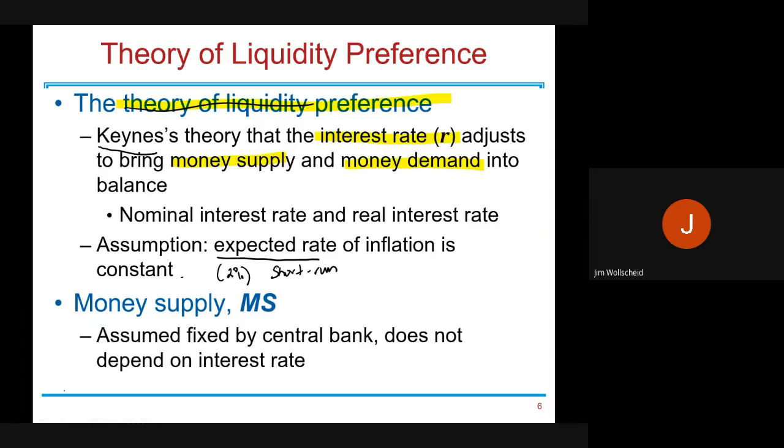Also remember from previously, the money supply is fixed. The central bank decides the money supply, and then once they decide, the interest rate responds to the money supply. The money supply does not respond to the interest rate. So money supply drives the interest rate; the interest rate does not affect the money supply. It's only a one-way relationship. And because it's a one-way relationship, the money supply is going to be a vertical line.